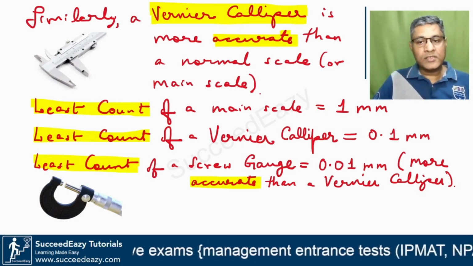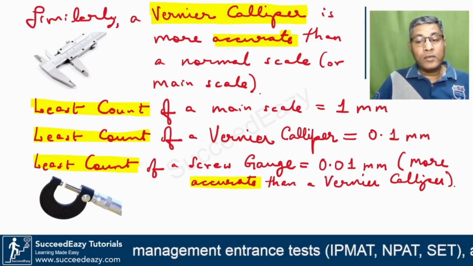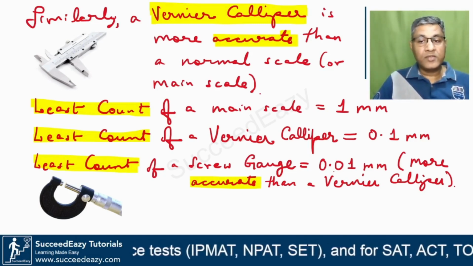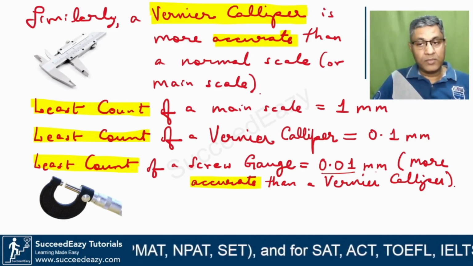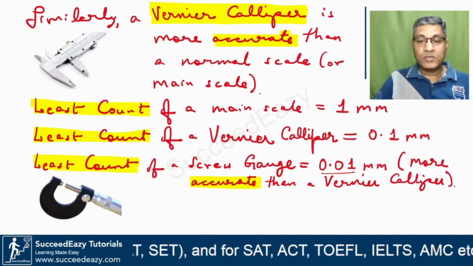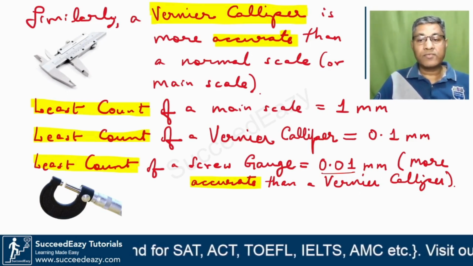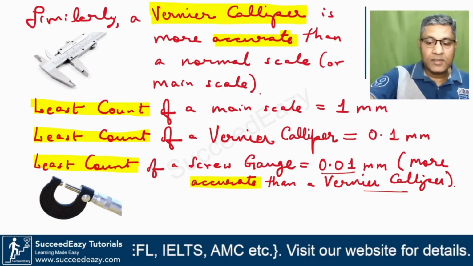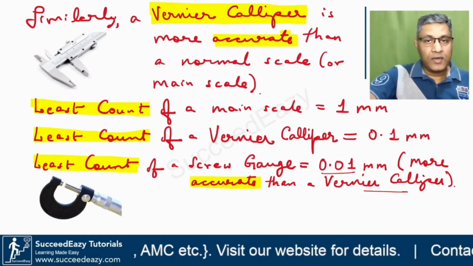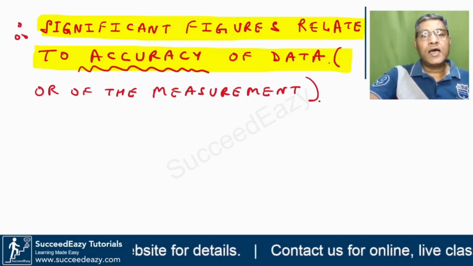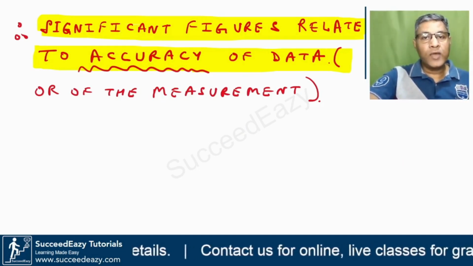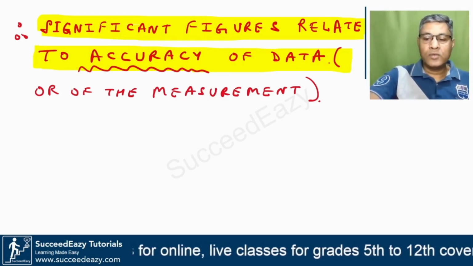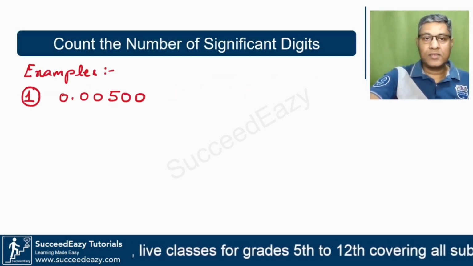Least count of a screw gauge is 1/100th of a millimeter, that means 0.01 millimeter. And this of course is more accurate than a vernier caliper. So I hope the concept is becoming clearer now. Therefore, we can say that significant figures relate to accuracy of data or of the measurement, right? So here we are in the realm of accuracy.